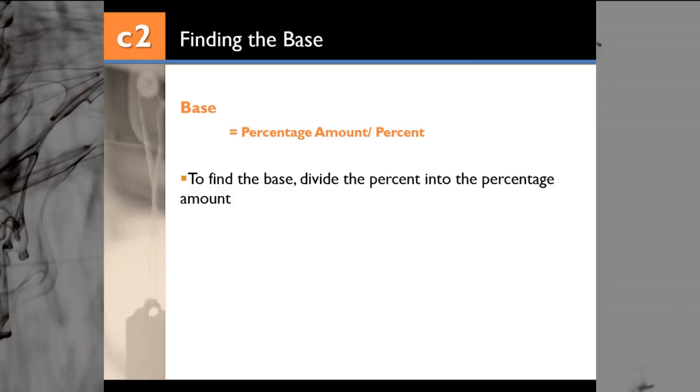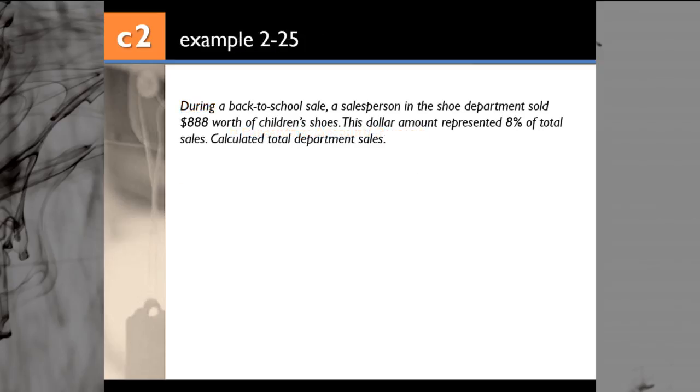Okay. And finding the base. Now, if you know the percentage amount and percent, then you can calculate the base. So to find the base, divide the percent into the percentage amount. And here is the example. During a back to school sale, a salesperson in the shoe department sold $888 worth of children's shoes. This dollar amount represented 8% of total sales. Calculate the total department sales.